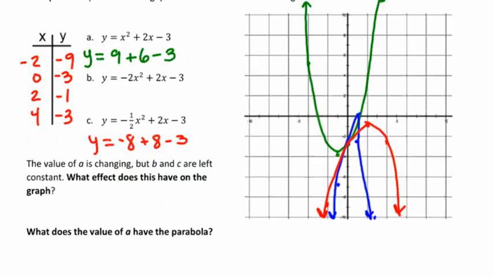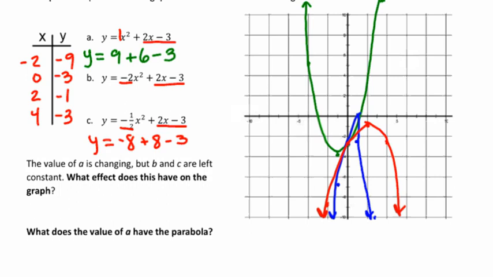So we just have some questions to answer now. The value of a changed. That was our coefficient in front of our x squared. Nothing else changed. We always had a plus 2x minus 3 at the end of all of our equations. Those b and c values never changed, but our a values did. In this first one we had 1, negative 2, negative 1/2. So we want to identify what effect that had on our graph. How did those graphs change when we changed our a value?